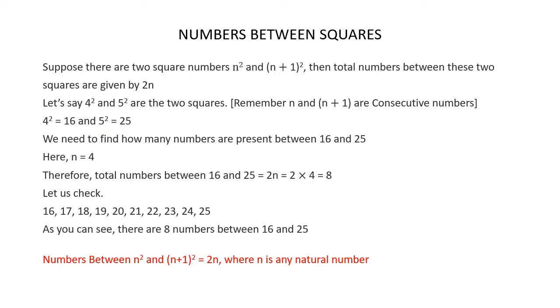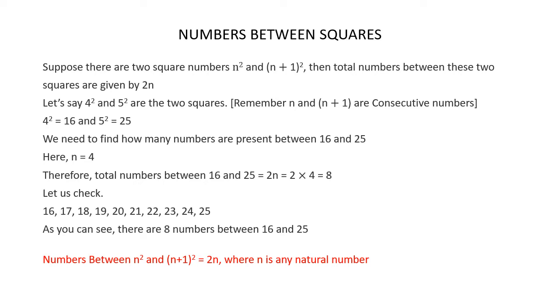We need to find out how many numbers are present between 16 and 25. Here n is equal to 4 because n squared is 4 squared, and n plus 1 squared is 5 squared. If n is 4, then n plus 1 is 5. Therefore total numbers between 16 and 25 is equal to 2n. That means 2 multiplied by 4, which is 8. So there are 8 numbers between 16 and 25.